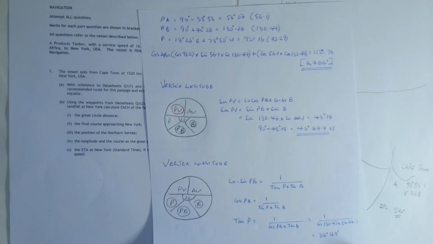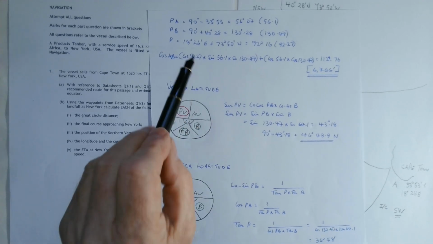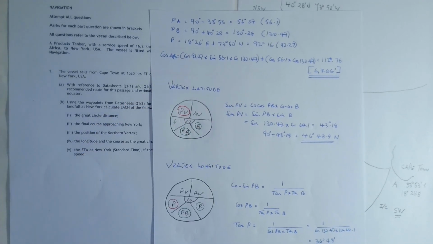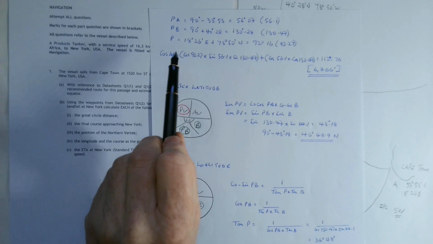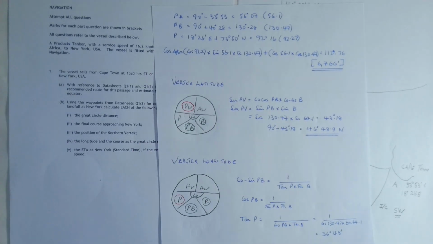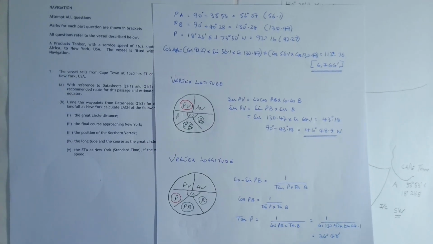So obviously our first thing we have to do is work out the values of PA and PB, and of course PB we add to 90 degrees because it's in a different hemisphere. So we get the three values and do the usual formula, and we can work out our total distance.